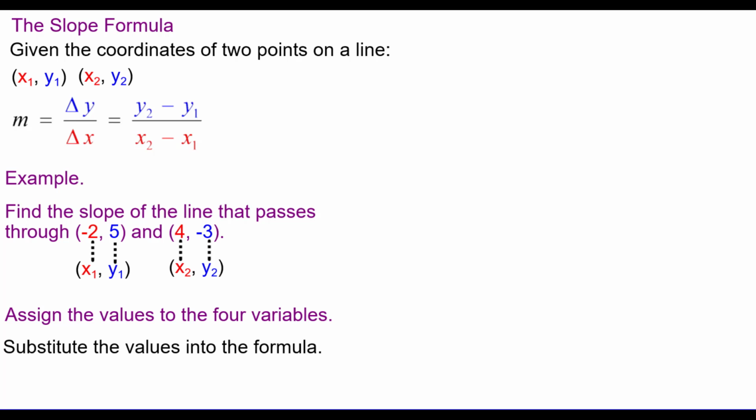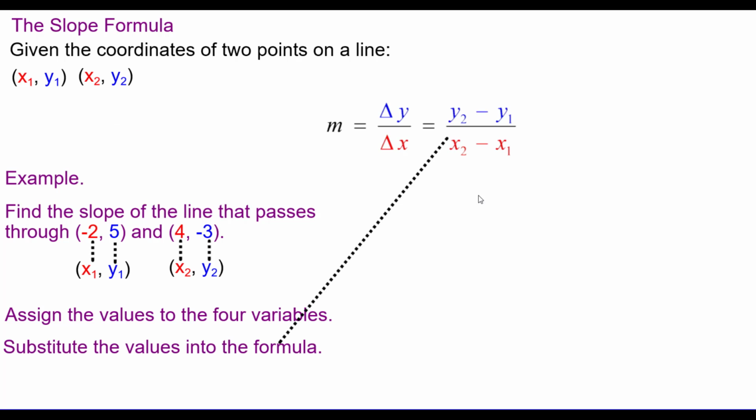Now we can substitute those values into this formula, and we'll rewrite it over here. And so y sub 2 is -3 minus 5 for y sub 1 over x sub 2, which is 4, minus a -2 for x sub 1. Be careful that you put the numbers in the correct spots.